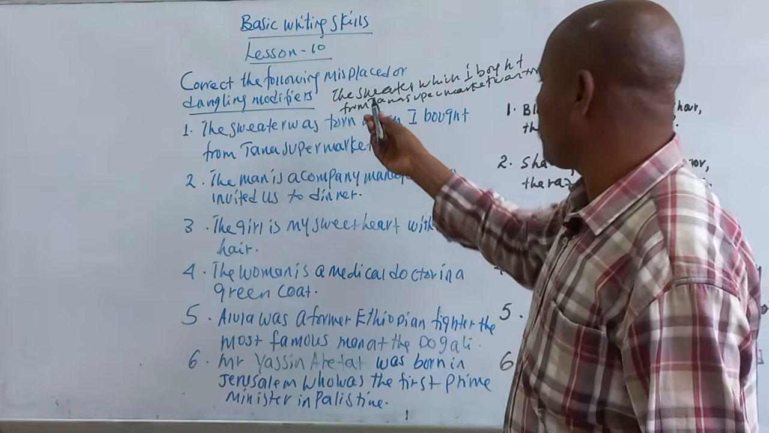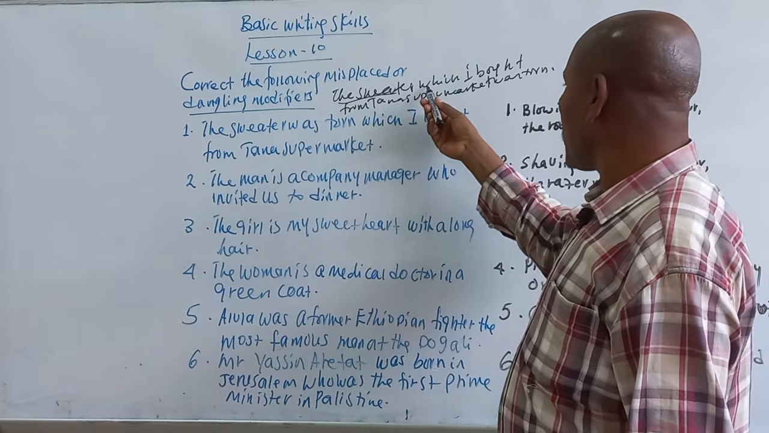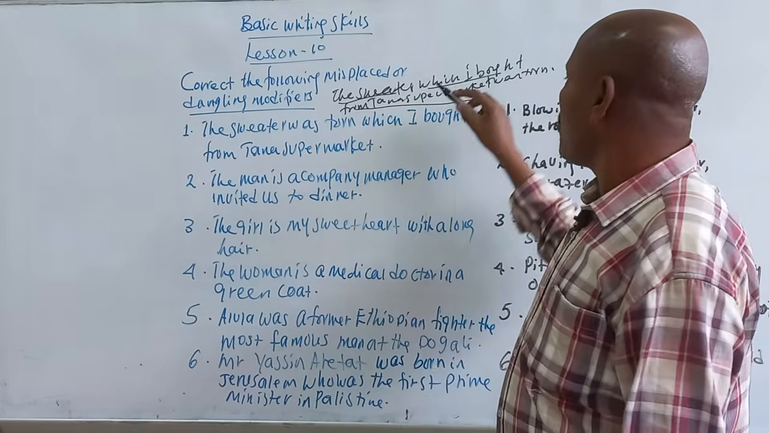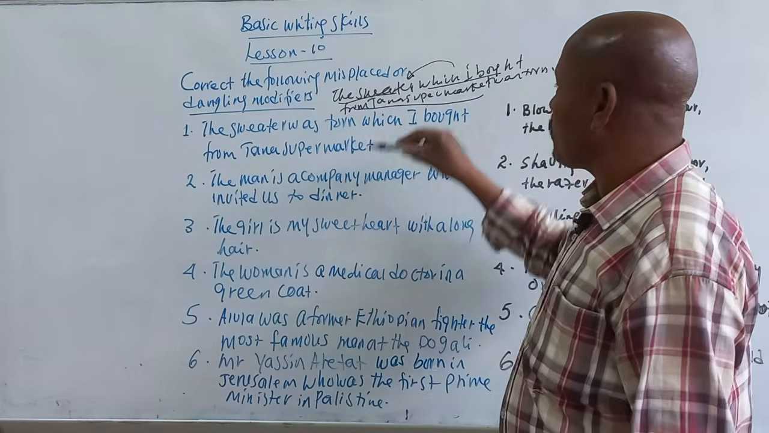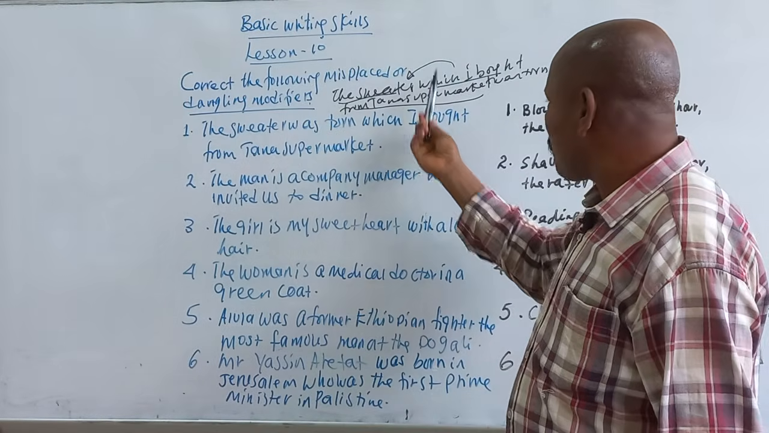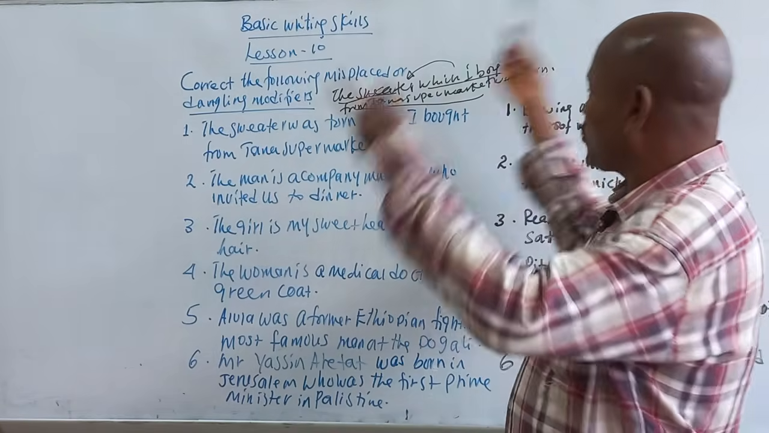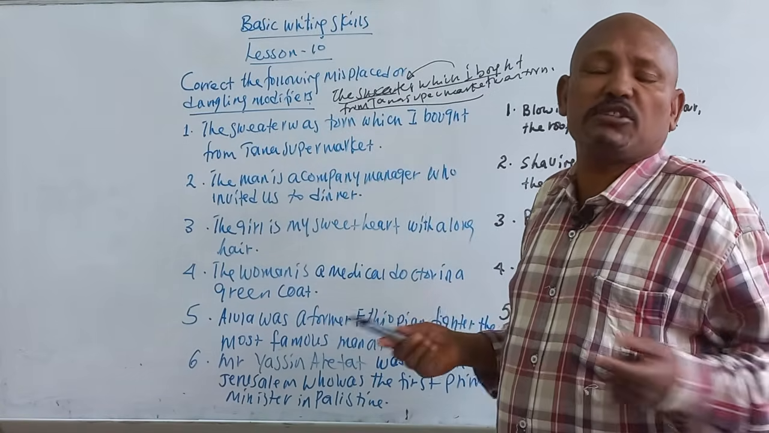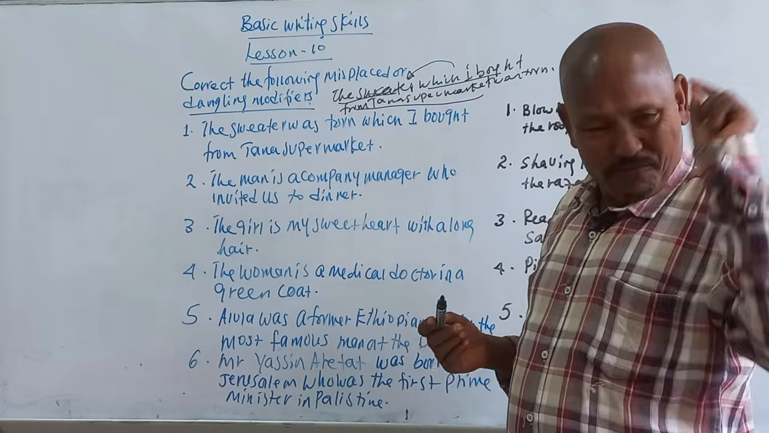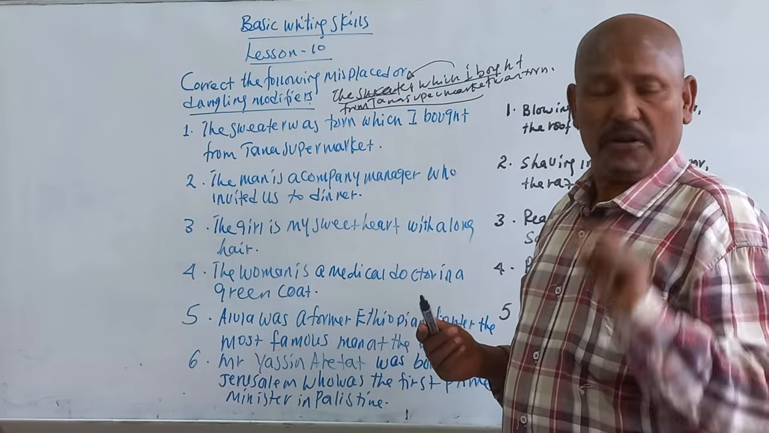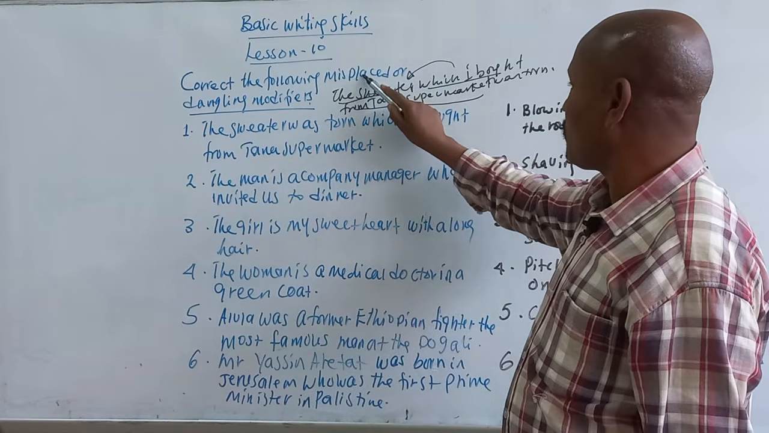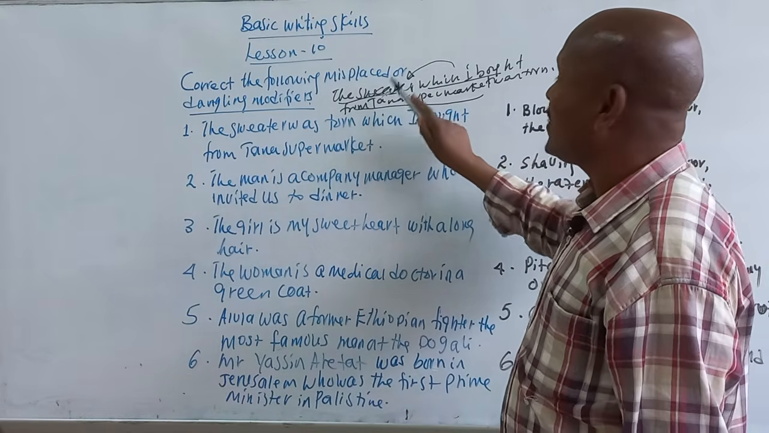The sweater is the subject of the sentence. Which I bought from Tana supermarket is the dependent clause. Who does this dependent clause modify? The sweater. That is why they are called misplaced modifiers: when these modifiers are placed somewhere else instead of describing what they should, they create a sentence error and affect the meaning of the sentence. It affects completely the meaning of the sentence. So which I bought from Tana supermarket is a modifier. What kind of misplaced modifier? It modifies the sweater, the subject.